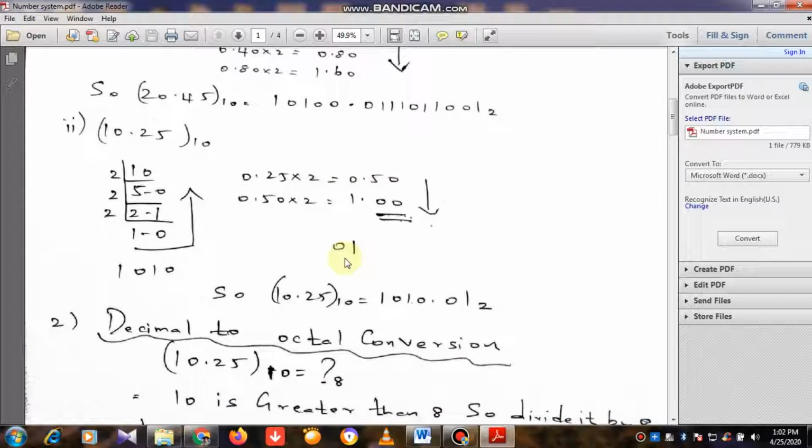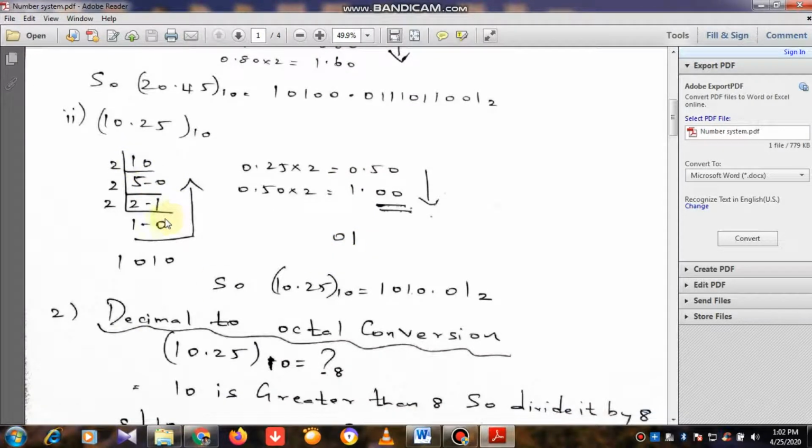It is another example, 10.25. 10 is greater than 2, so repeat the above steps and you get the answer 1010. Whereas for 0.25, into 2 is 0.50. 0.50 into 2 is equal to 1.00. Already told you, whenever I get 00 after this decimal point, I have to stop my conversion step. So I write the binary representation for 0.25 from top to bottom, 01. So the combined answer is 1010.01 to the base 2. It is the corresponding binary representation for the given decimal number 10.25.